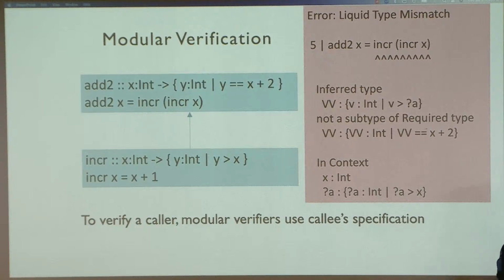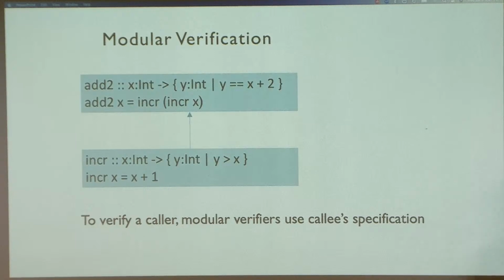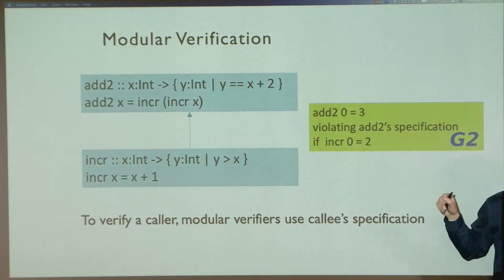And so what we can find using G2 with symbolic execution is what we call an abstract counterexample. So this is an abstract counterexample for this case. The abstract counterexample is saying that add2 of 0 is equal to 3, violating the add2 specification if anchor of 0 is equal to 2.